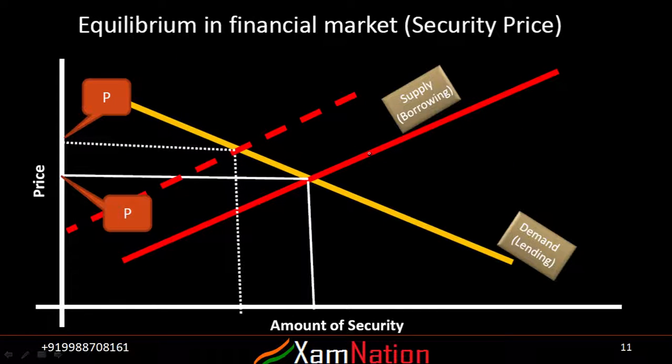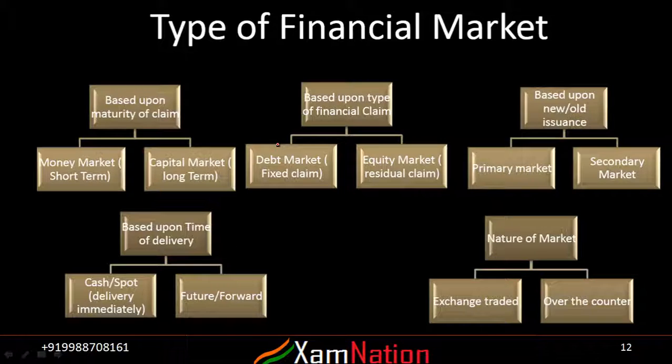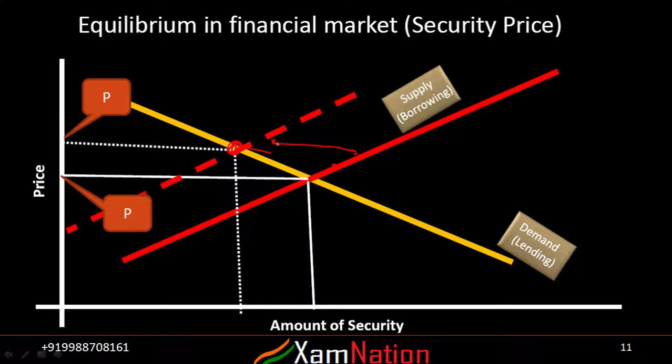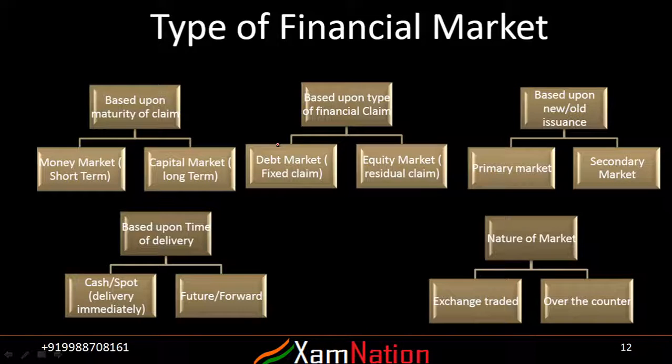The same graph has been shown through the prices here. So earlier at this price there was this much supply, now the supply has decreased, so the supply curve has shifted, and that's why there is an increase in security price. So this is how the price in the financial market is determined. Now in the next slide we'll try to understand various types of financial market instruments.